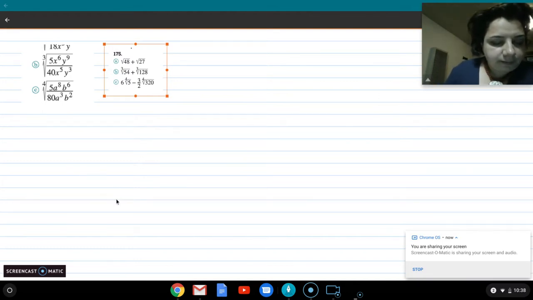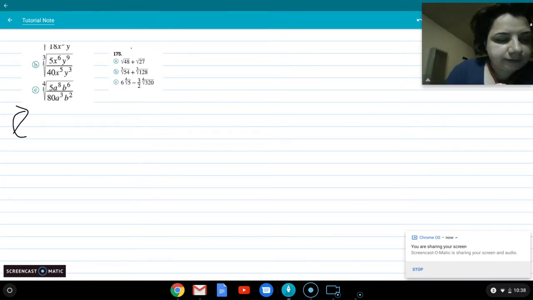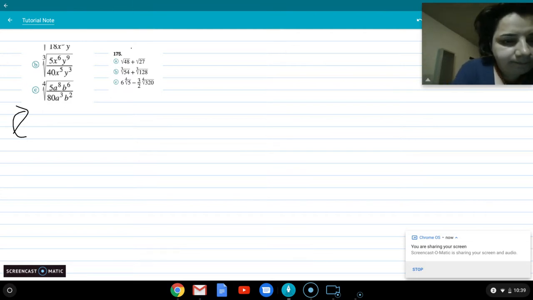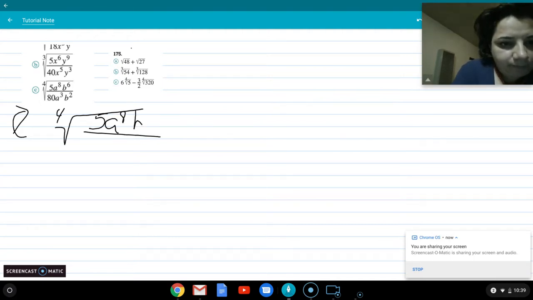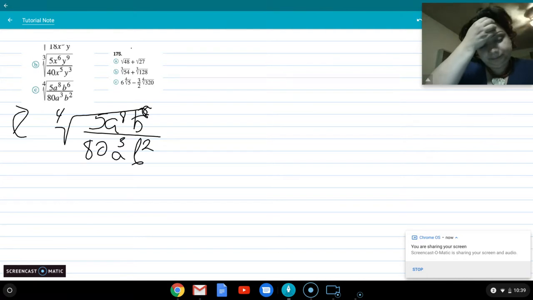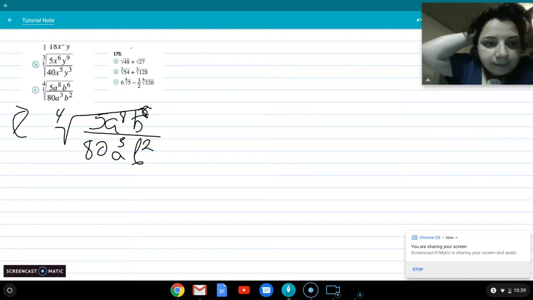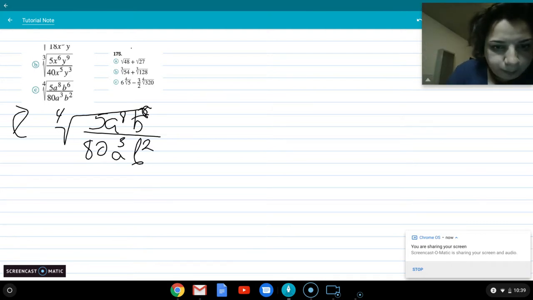So I'm going to start with 107C, and I think this one is easier than you think it is. We've got the fourth root of 5a to the 8th and b to the 6th power being divided by 80, a to the 3rd, b to the 2nd. Now, before we worry about the fourth root, let's reduce and simplify the quotient.